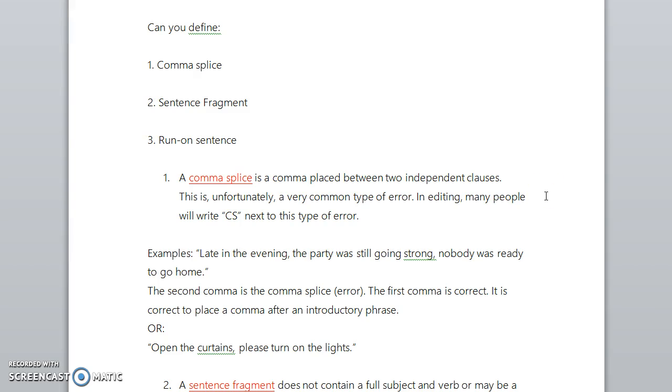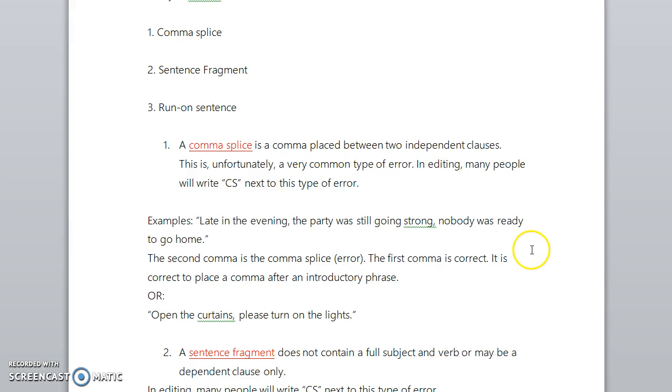This is unfortunately a very common type of error. In editing, many people will write CS next to this type of error. Here are some examples. Late in the evening, the party was still going strong, comma. Nobody was ready to go home. The second comma is the comma splice, the error. The first comma is correct.